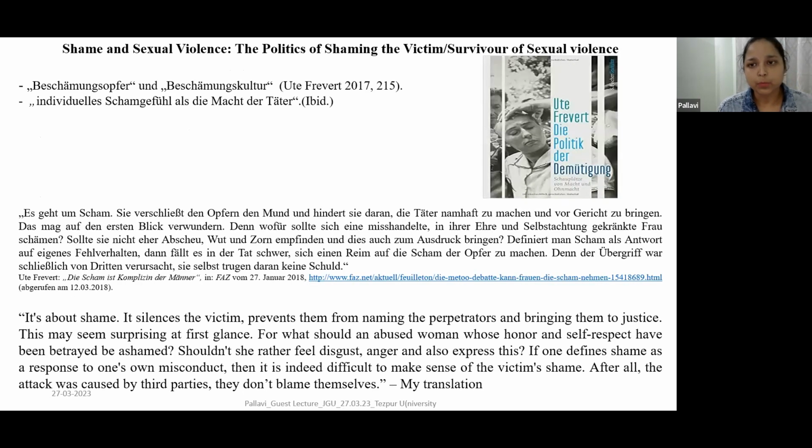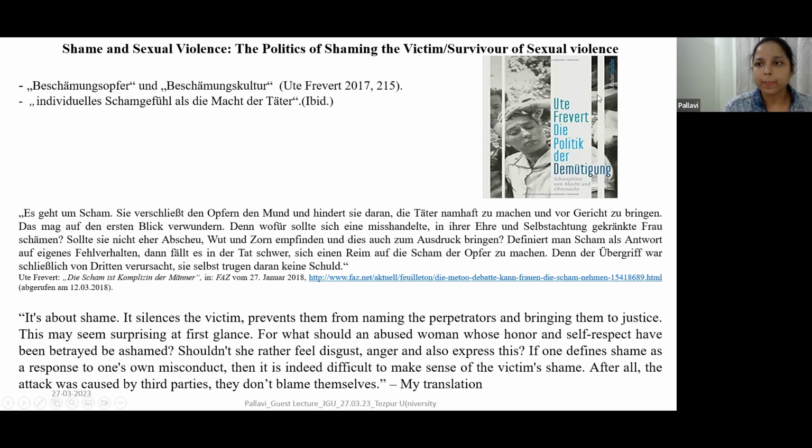So in her famous book, Die Politik der Demütigung, the politics of humiliation, Uta Frevert actually coins two words, Beschämungsopfer and Beschämungskultur. Beschämung is shaming and Opfer is victim. So one becomes the further victim of the process of shaming, and along with rape culture, there is the culture of shaming the victim or survivor of sexual violence. And there she is talking about it.